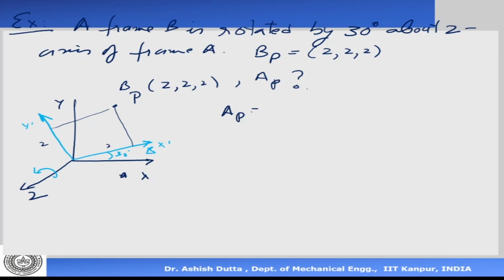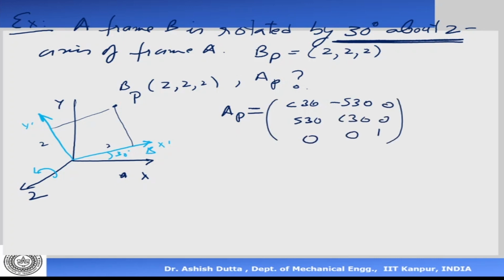AP is equal to, this is rotated by 30 degrees about the z-axis. So this is equal to the matrix [cos 30, minus sin 30, 0; sin 30, cos 30, 0; 0, 0, 1] times [2, 2, 2]. This is my BP, which is equal to X, Y and Z. Okay, so AP is equal to R_Z(theta) into BP. That's how I got it.